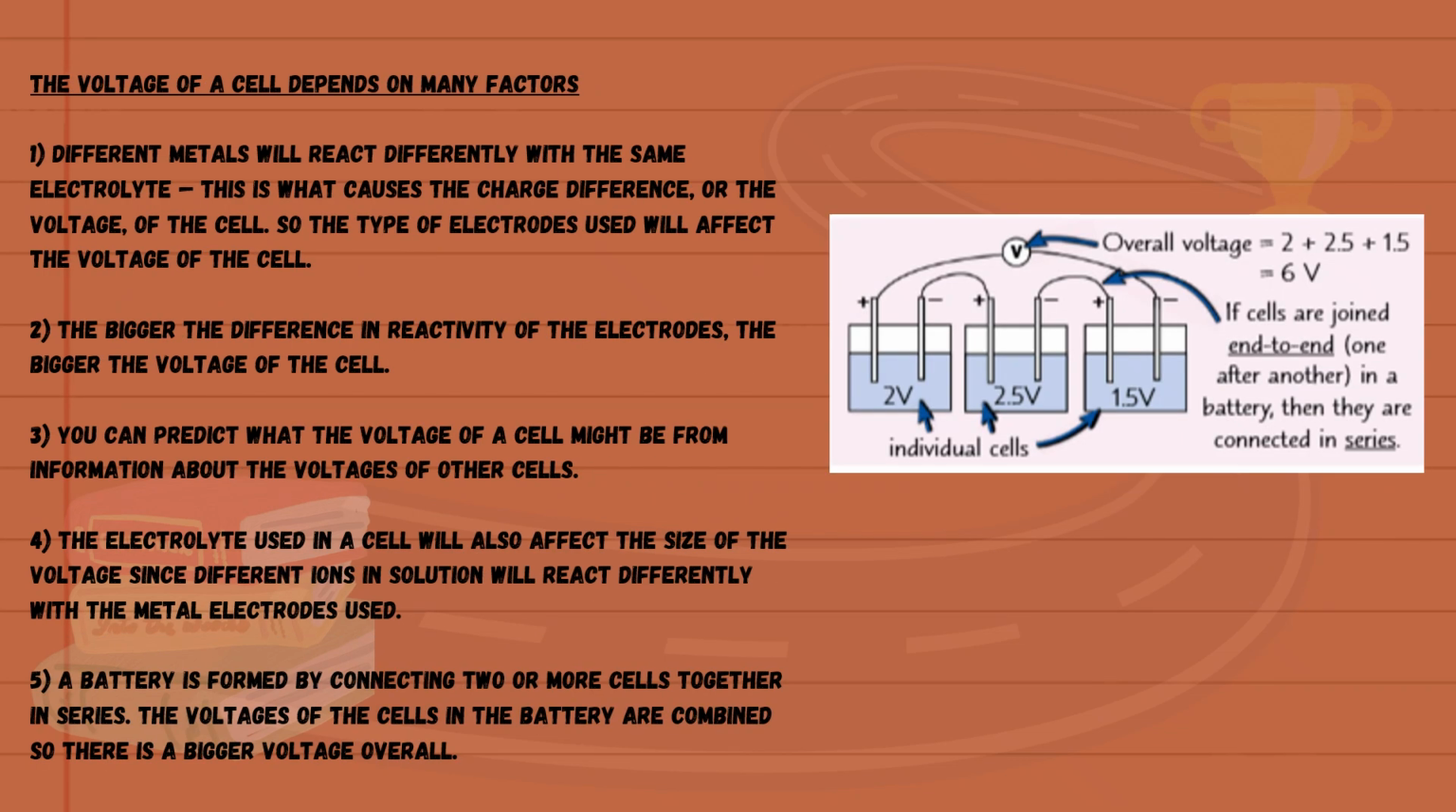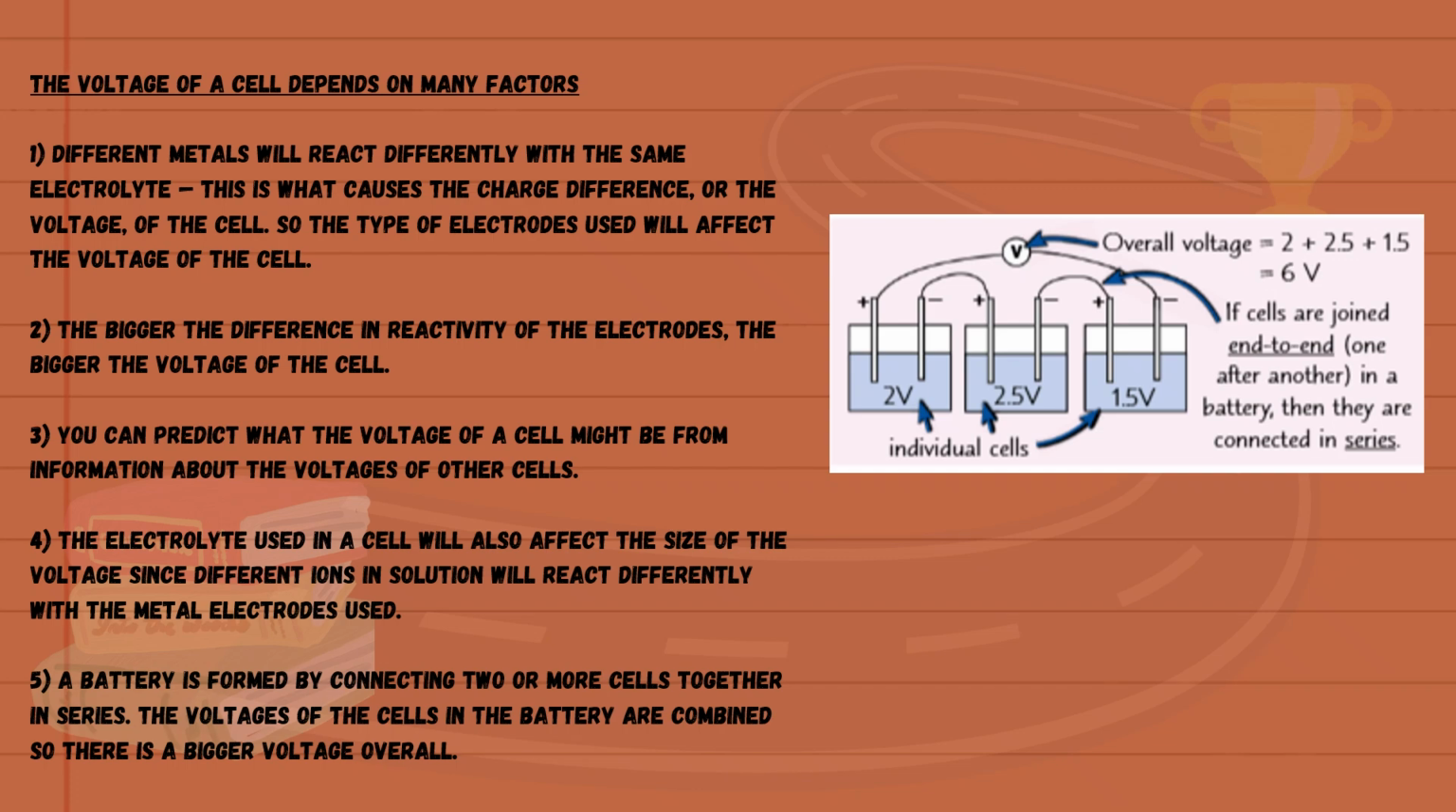The voltage of a cell depends on many factors. Different metals will react differently with the same electrolyte. This is what causes the charge difference, or the voltage of the cell. So the type of electrodes used will affect the voltage of the cell. The bigger the difference in reactivity of the electrodes, the bigger the voltage of the cell.